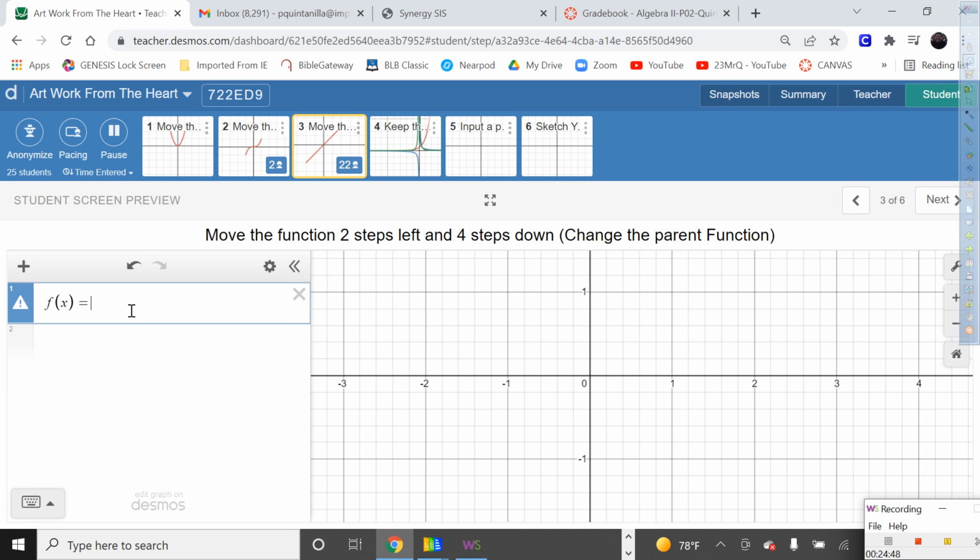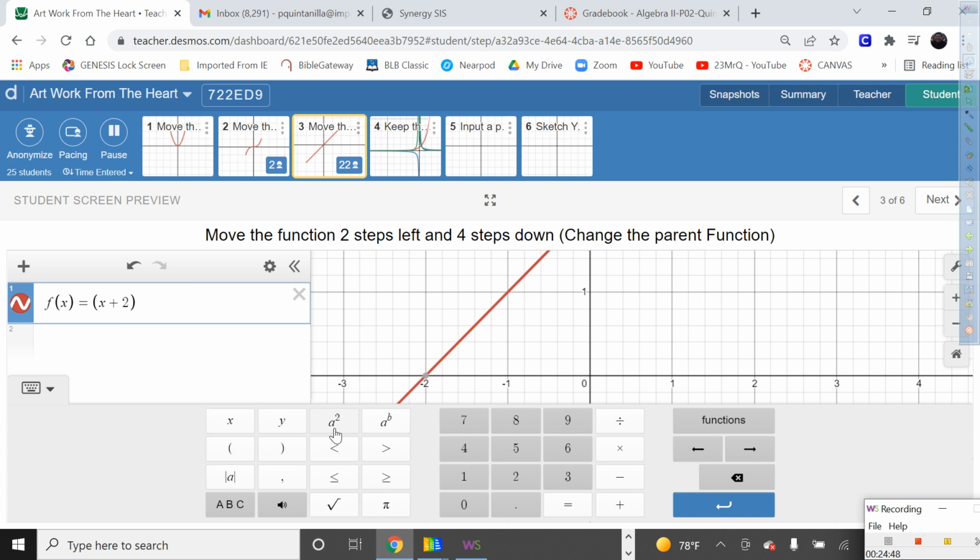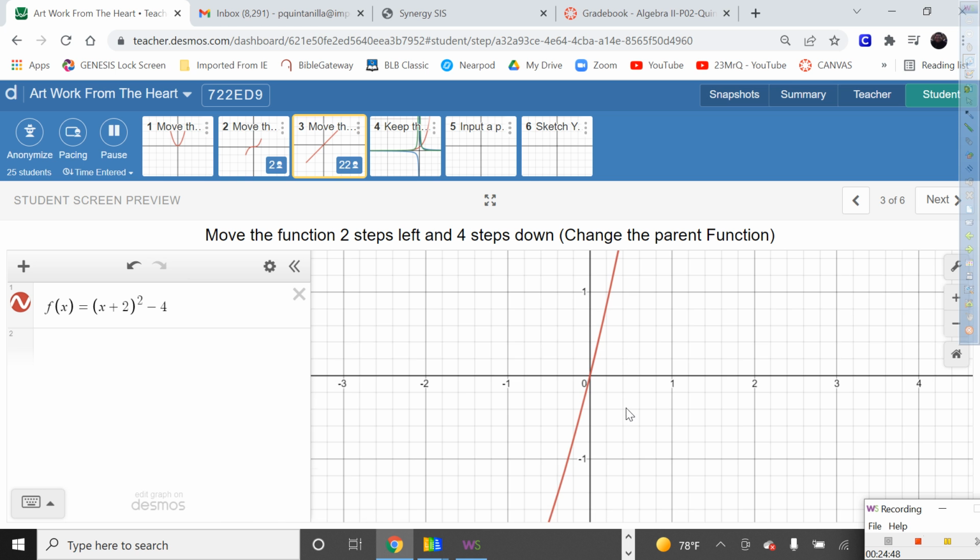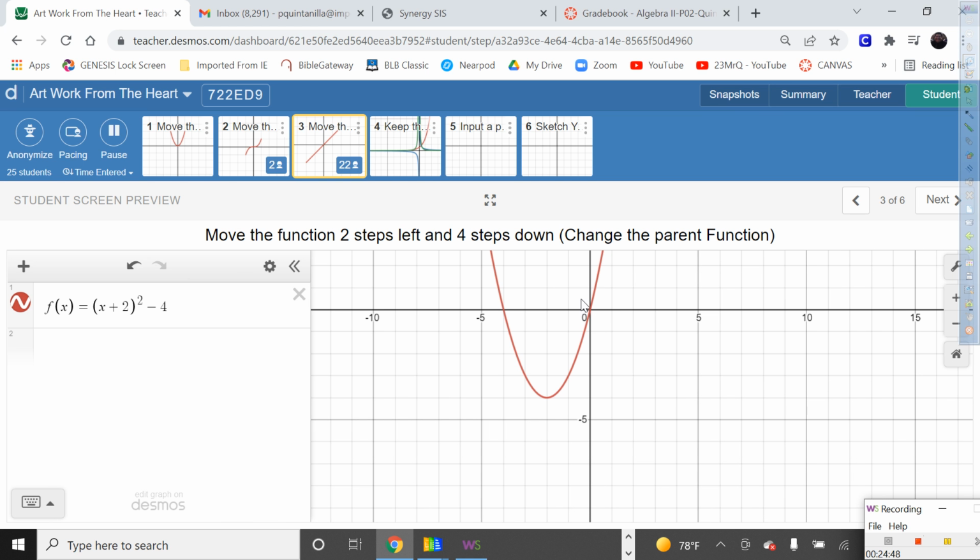All right, I think Pablo's got it. Go. Parentheses, x plus 2, close parentheses, squared, and then minus 4. Let's see. Did it move 2 to the left and 4 down? Yes, there it is.